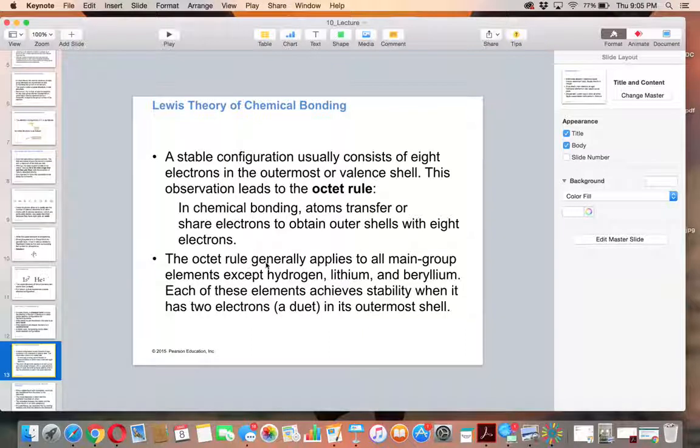So they say the octet rule generally applies to all main group elements except hydrogen. Lithium actually bonds like a metal. Beryllium, each of these elements achieves stability when they have 2. And then there's also boron, which we talked about. And then those that have more than an octet.